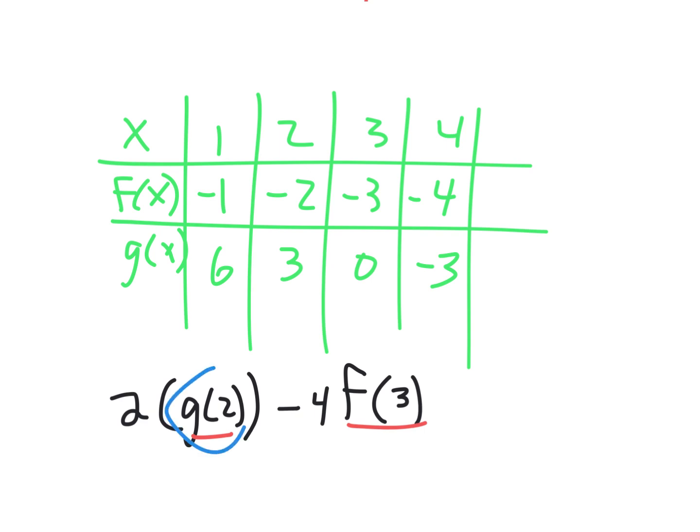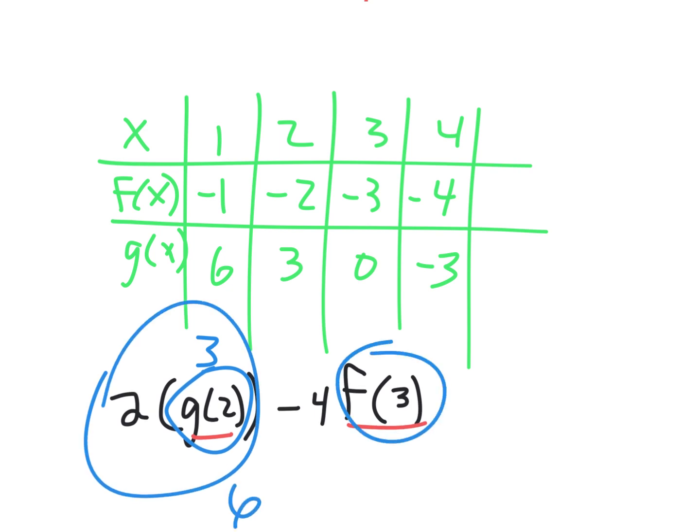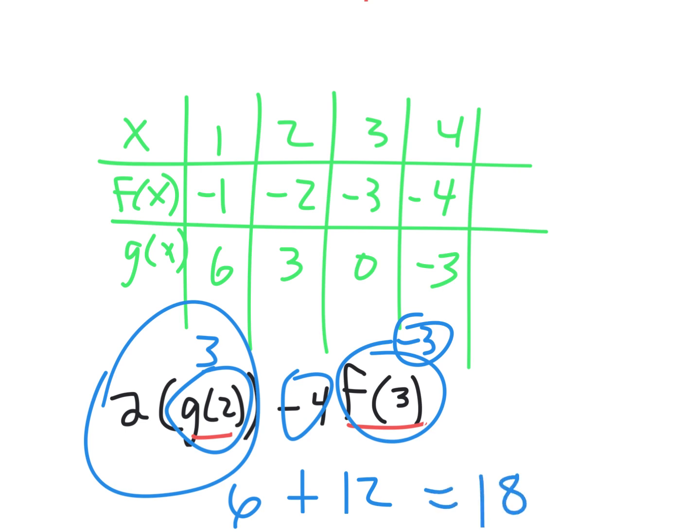All right, so g of 2 is 3. And then this is just 2 times 3, which makes 6. And then f of 3 was just negative 3. And then negative 4 times negative 3 makes plus 12. I know somebody messed up that negative right there. Final answer of 18. Who had 18?